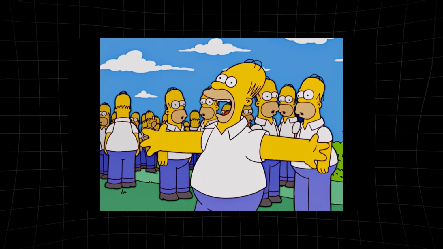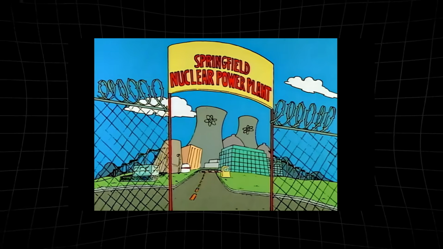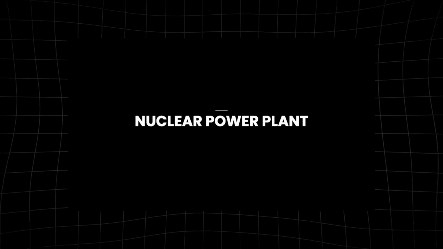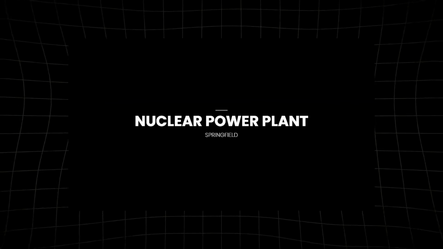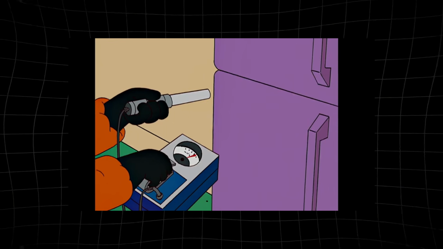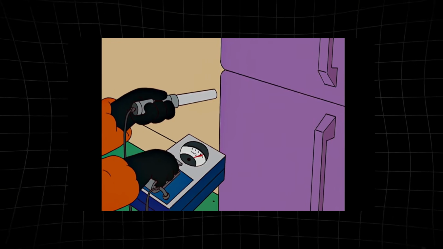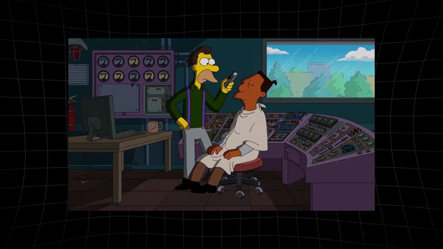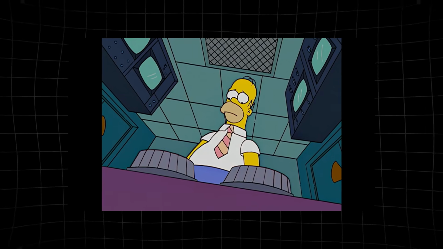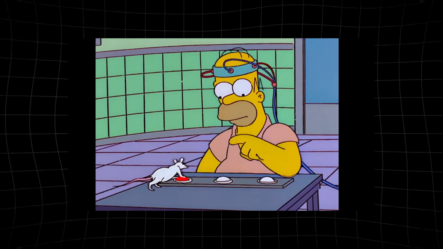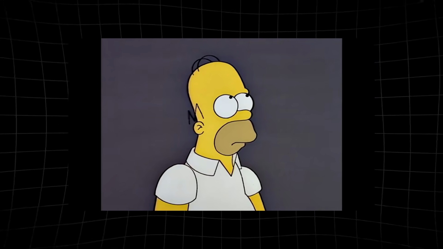The recurring characters who work at the nuclear power plant, particularly Lenny and Carl, have friendship origins that have been told differently across the series. Their history together predates the show, but the specific context of how they became friends, where they grew up, and the texture of their lives outside the plant is filled in differently in different episodes. In some seasons, they're presented as having been close since childhood.